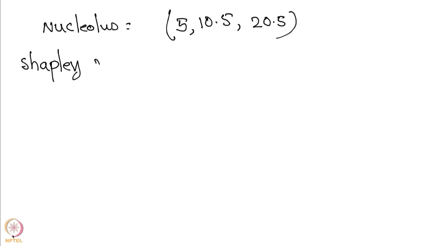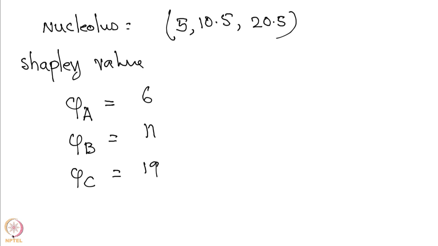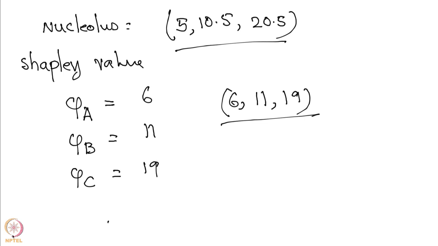Now how does the Shapley value look here? In fact, we can say that the Shapley value for A is going to be 6, Shapley value for B is going to be 11, Shapley value for C is going to be 19. Just apply the formula, and what you have here is the allocation vector 6, 11, 19. So if you compare these two examples, we can easily see that these two are not the same. So this is a very important point to observe here.